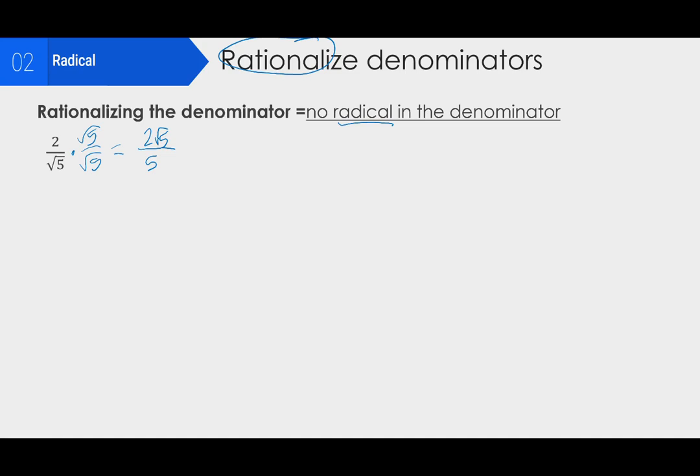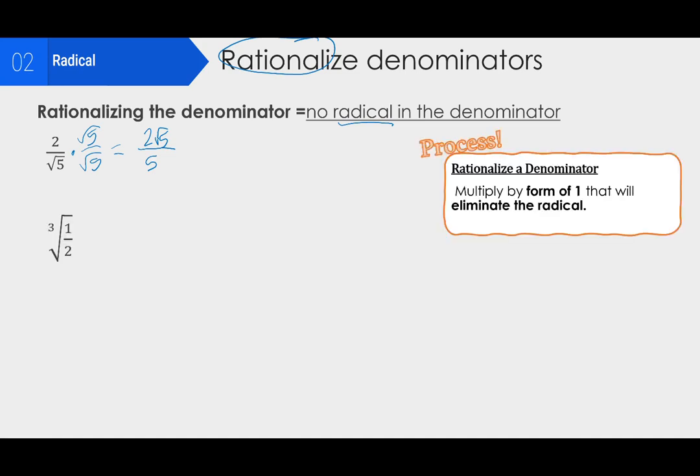But what if it was a cube root? Alright, here's our process. Multiply by any form of 1 that will get rid of the radical. Form of 1 meaning you do the same thing to the top as to the bottom, just like with any fraction. Let's look at this cube root of 1/2. With any radical, you can split up between the top and bottom of a fraction. Cube root of 1 is 1. It's a nice perfect cube. But the cube root of 2 is just cube root of 2, irrational.